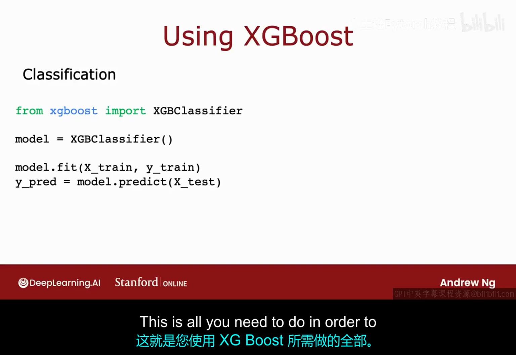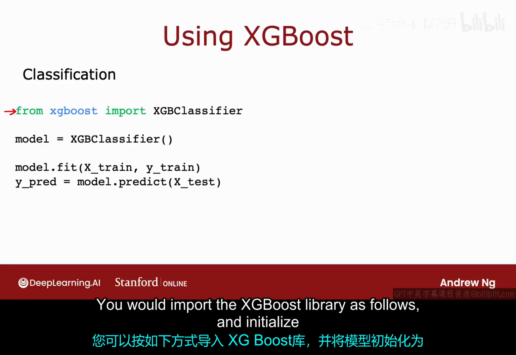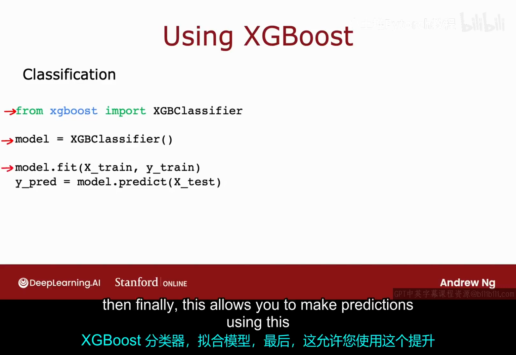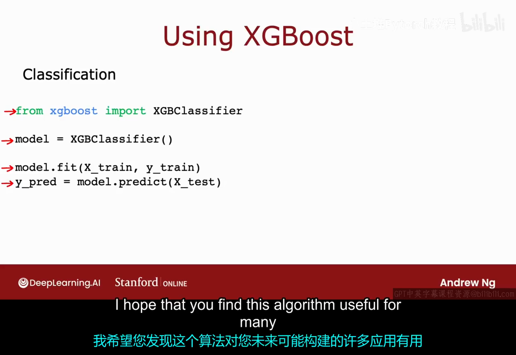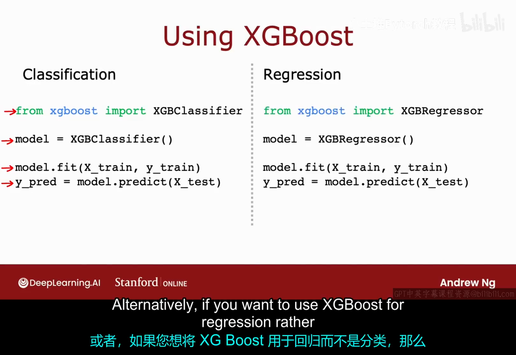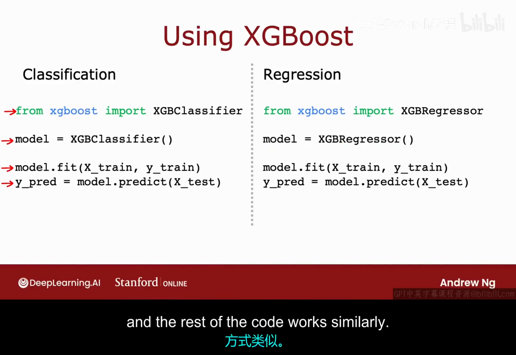This is all you need to do in order to use XGBoost. You would import the XGBoost library as follows, initialize a model as an XGBoost classifier, fit the model, and then finally, this allows you to make predictions using this boosted decision trees algorithm. I hope that you find this algorithm useful for many applications that you may build in the future. Or alternatively, if you want to use XGBoost for regression rather than for classification, then this line here just becomes XGBRegressor, and the rest of the code works similarly.